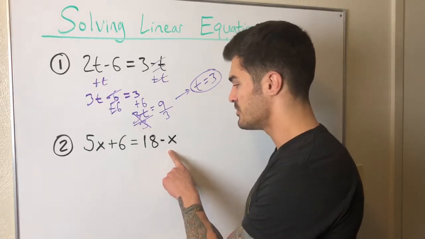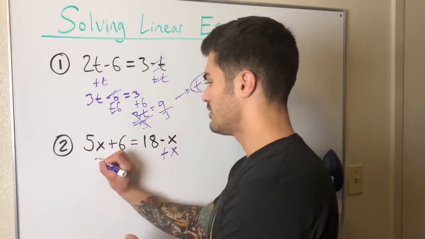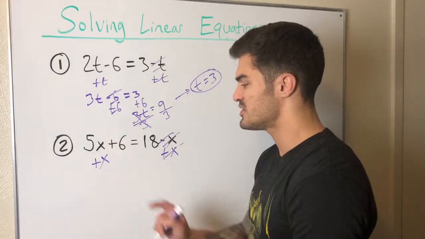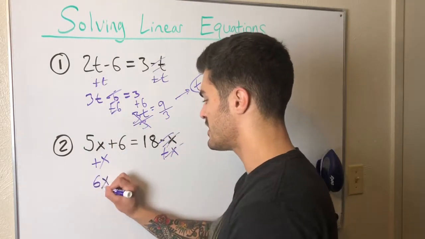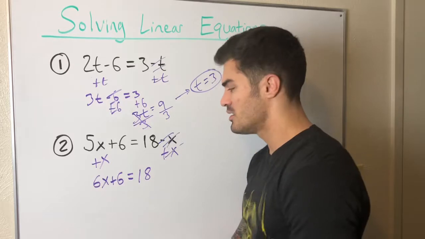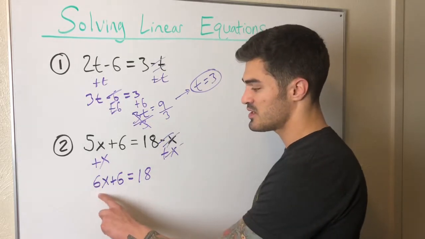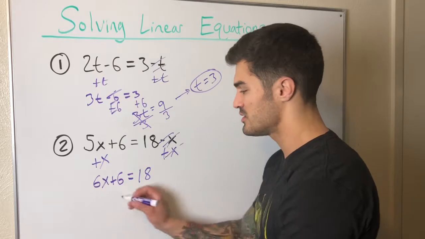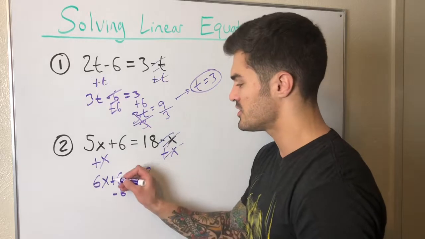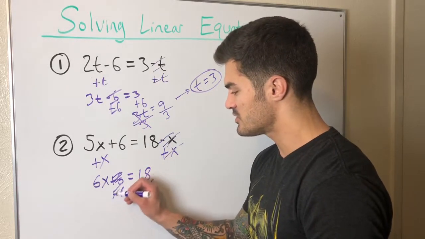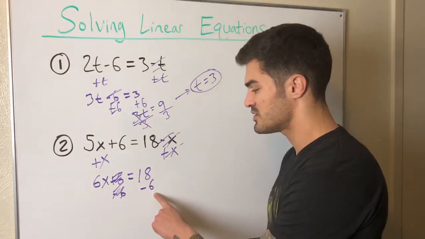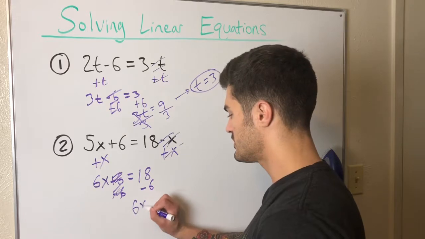I can add x to both sides. I have plus x, and that gets rid of this and leaves me with 6x plus 6 on the left-hand side. And that equals 18 on the right-hand side. So I got a couple more steps. I got to get this 6x by itself, so I got to get rid of that plus 6. I can minus 6 to both sides. So subtract 6 from both sides. Plus 6 minus 6, those cancel. I'm left with 6x equals what? 18 minus 6, that's 12. 6x equals 12.